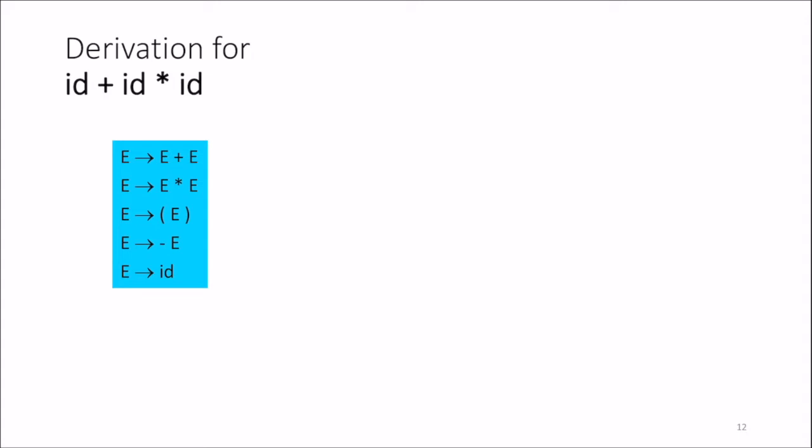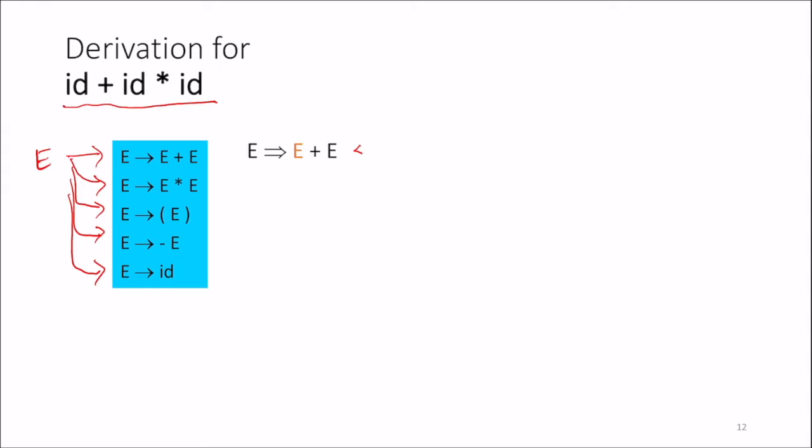So let's look at an input string. So ID plus ID times ID. And this is my grammar over here. And the first thing I'm going to do is start from the start symbol. So I can start from E, which is my start symbol. And I do one rule application. So notice that I could choose any one of these rules because it's not deterministic. So let's say I chose this one over here, which is E gets replaced with E plus E.